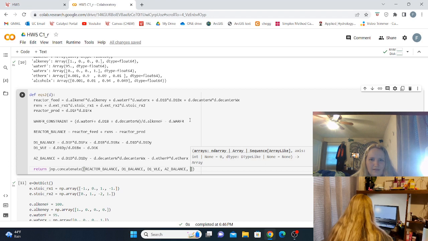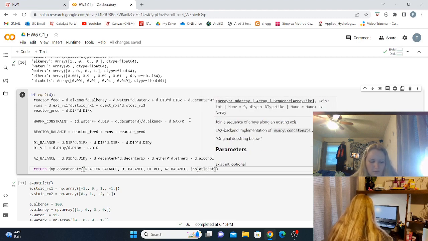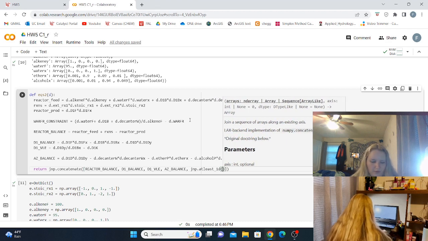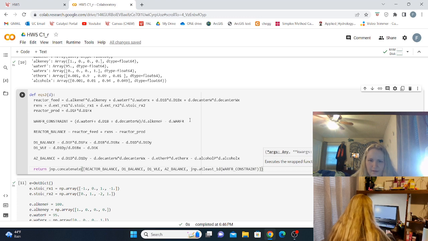And then lastly, since we need to turn our constant into a vector, we're going to do jnp.atleast_1d, and then in parentheses we'll put our WARFR constraint. And that one looks good.